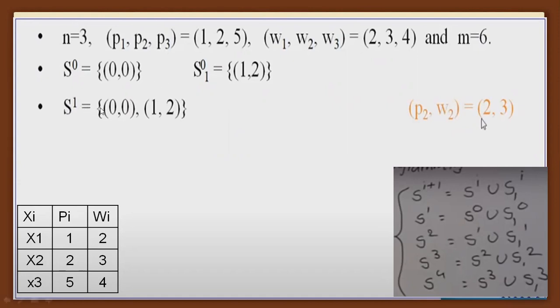So first item is to be selected. Next, we will try to place the second item into the bag. When I try to place the second item into the bag, the item has profit and weight, that is P2, W2: profit of the second item, weight of the second item. That is the pair 2 comma 3. So 2 comma 3 is the pair, the profit and weight of the second item planning to place in the given bag. Now we will see how to compute the next value.